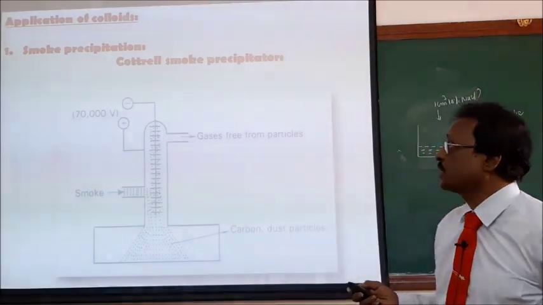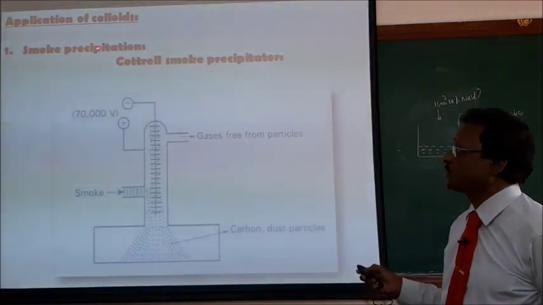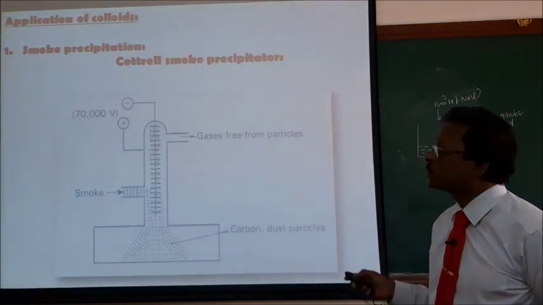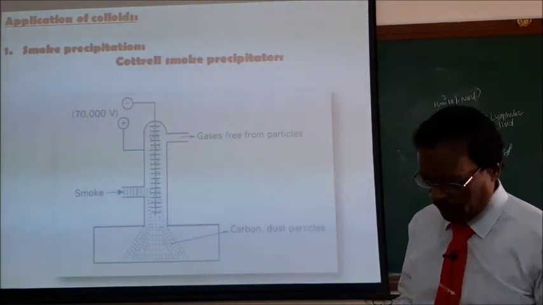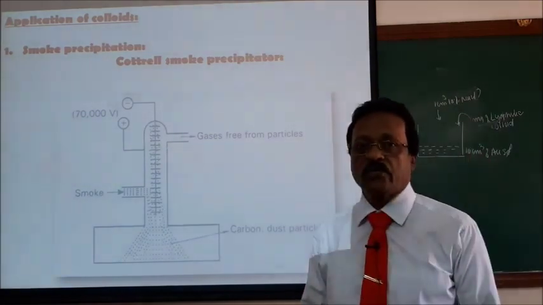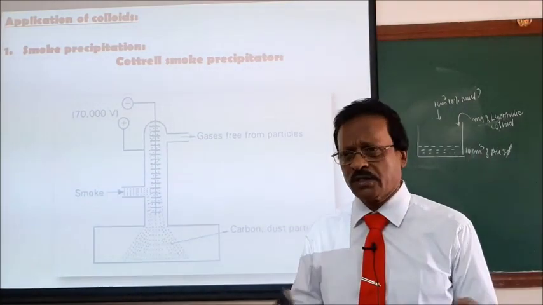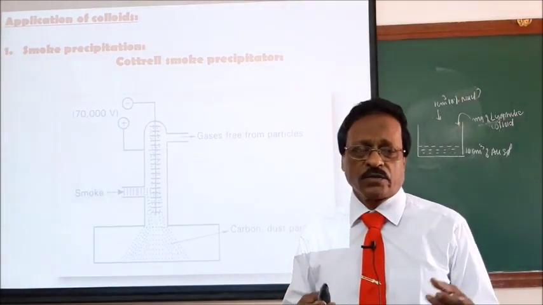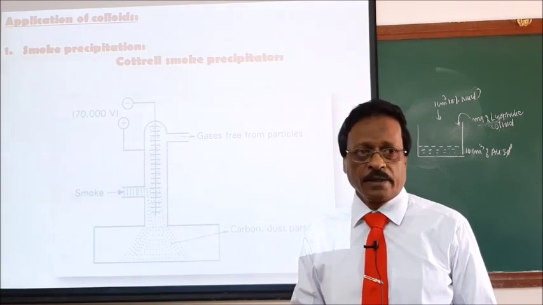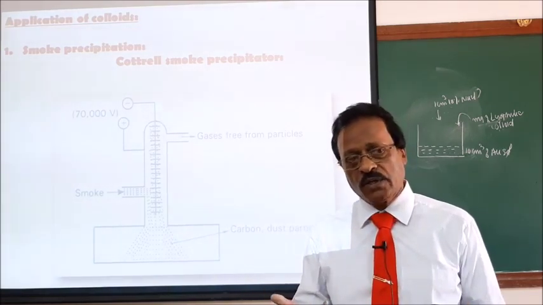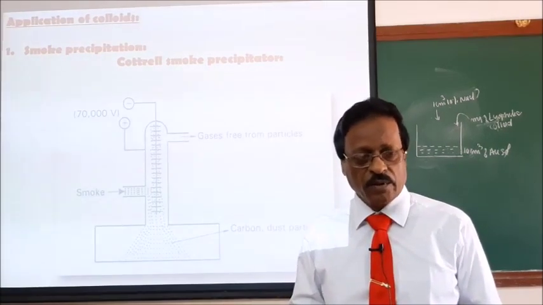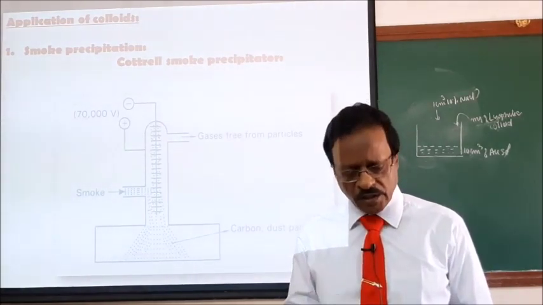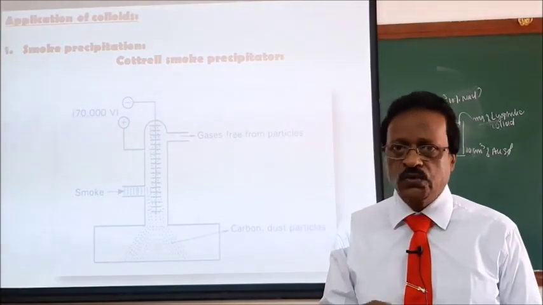The first application is smoke precipitation, called the Cottrell smoke precipitator. Industries are inevitable for modern civilization, because there is a large population in India, 135 crores, and we have to supply essential things to human beings. So industries are inevitable, and in industry they use fuel.